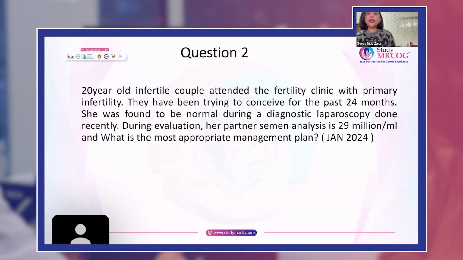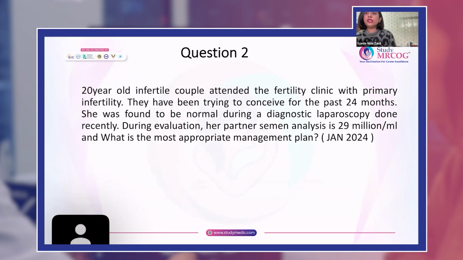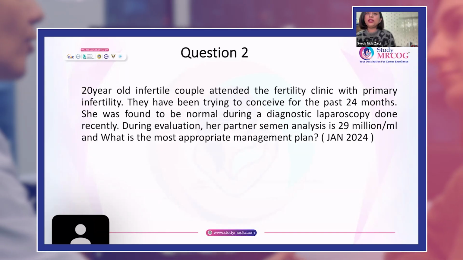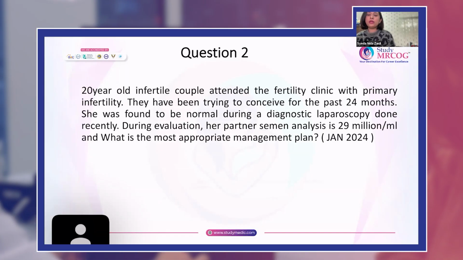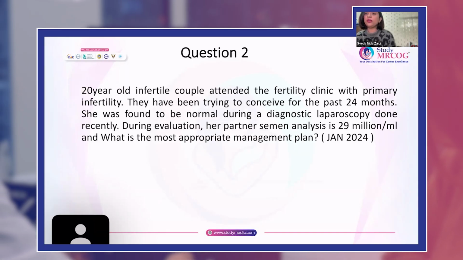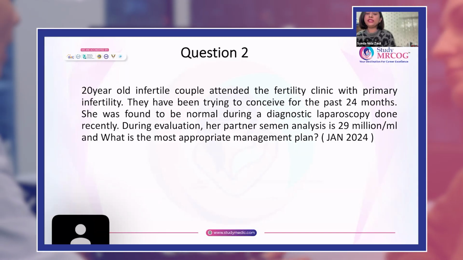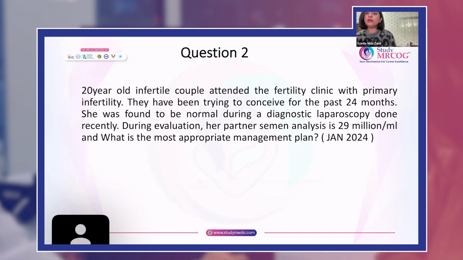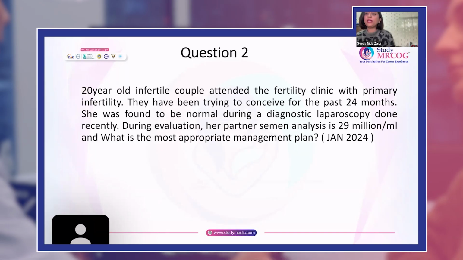Question number 2. A 20-year-old infertile couple attended the fertility clinic with primary infertility. They have been trying to conceive for the past 24 months. It's been 2 years. She was found to be normal during a diagnostic laparoscopy done recently. During evaluation, her partner's semen analysis is 29 million per ml. And what is the most appropriate management plan?